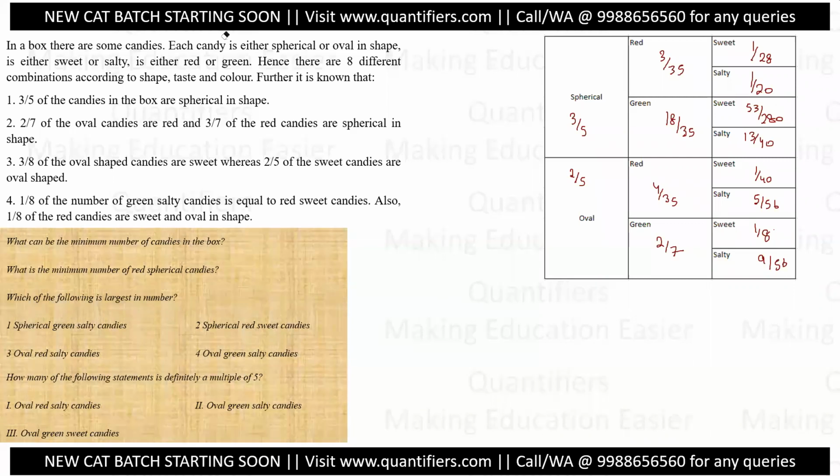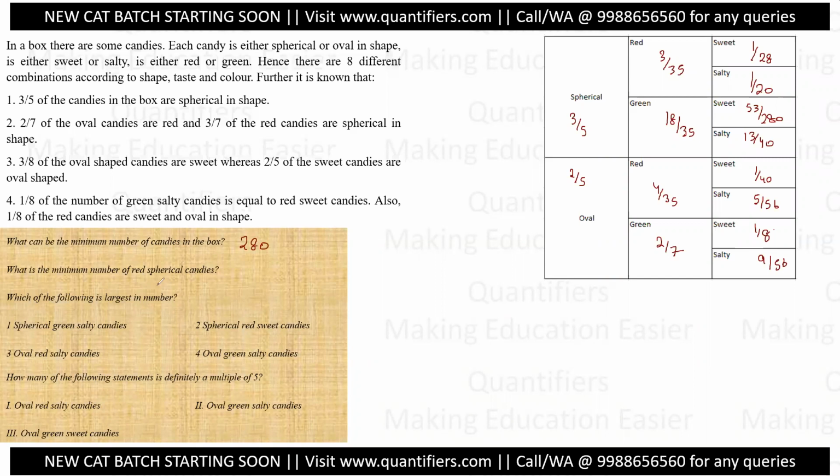Now this is complete. All right. Now let's move to the questions. Now the first question says that what is the minimum number of candies that can be there? All right. I know that the minimum number of candies has to be a multiple of 280 because the fraction is 280. So 280 is the minimum value I can take for this question. So the answer to the first question is 280.